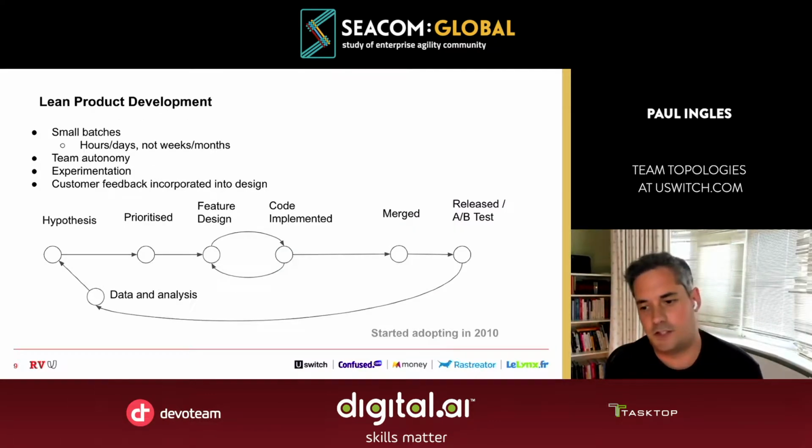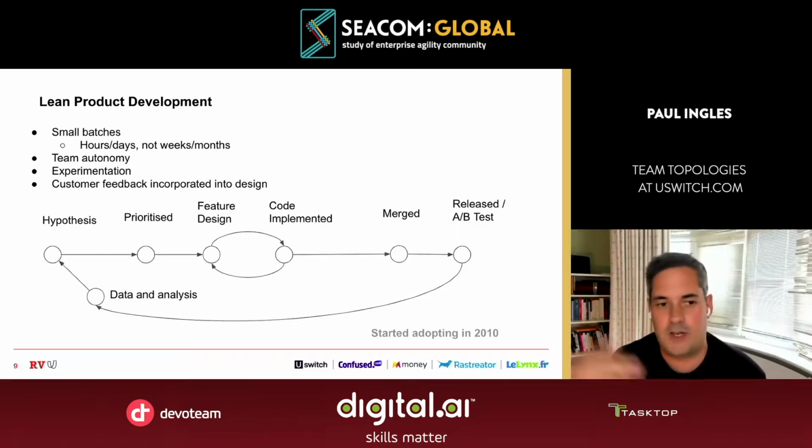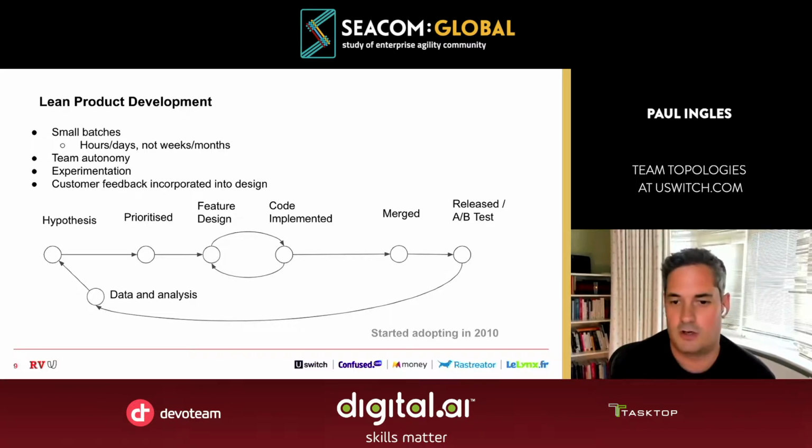So since about 2010, this became the dominant model of software delivery within uSwitch, what we would call lean product development. So delivering software in small batches, looking at things in the order of hours and days, not weeks and months, from end to end, high levels of team autonomy, experimentation, and the feedback from those features is incorporated back into the future direction of the product.